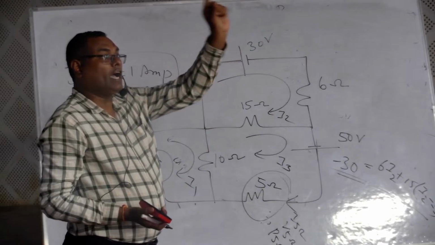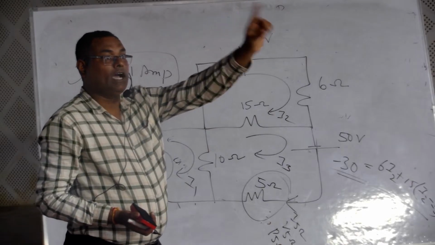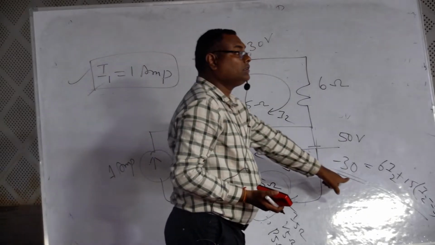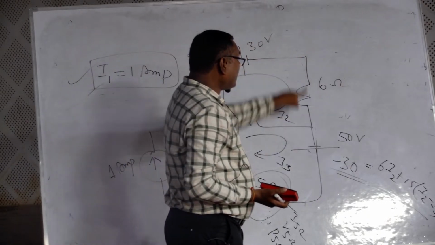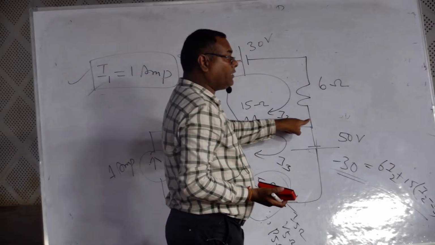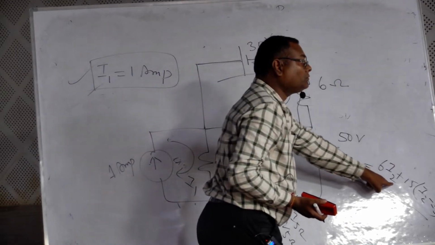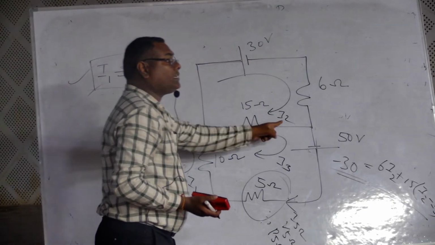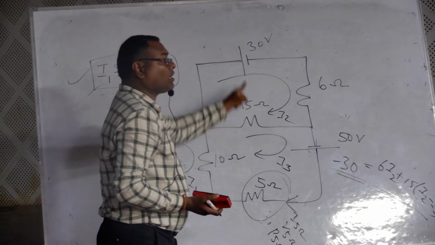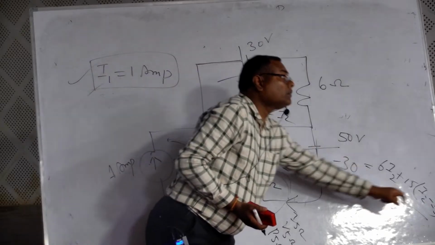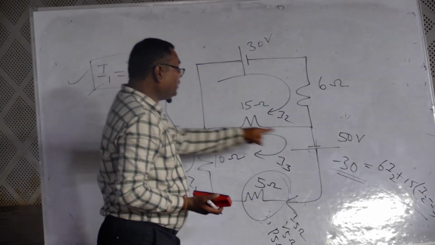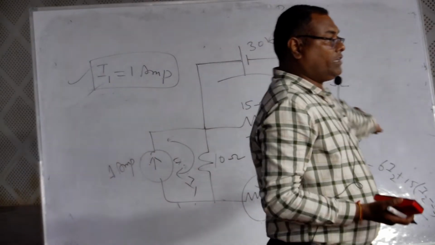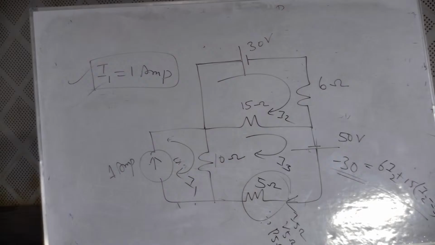Once again, applying KVL to mesh 2. Direct attack. Plus to minus, -30. What is current in this one? I2, 6 into I2. What is current in this one? I2 minus I3. Both are same direction, clockwise, clockwise. That's why minus. 15 into I2 minus I3. Get the equation. Please tell me the equation.